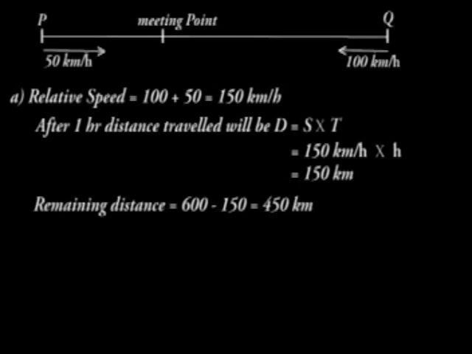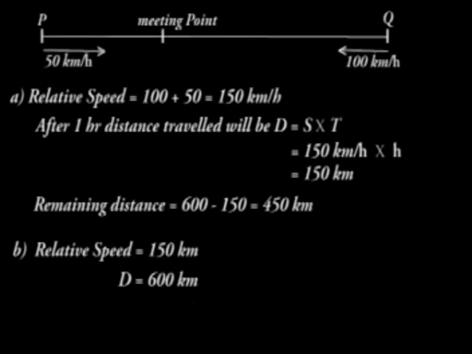B. The relative speed we've seen is 150. Total distance is 600. The time taken is given by distance over speed, which is 600 kilometers over 150 kilometers per hour, which gives us 4 hours. The vehicles will meet after 4 hours.